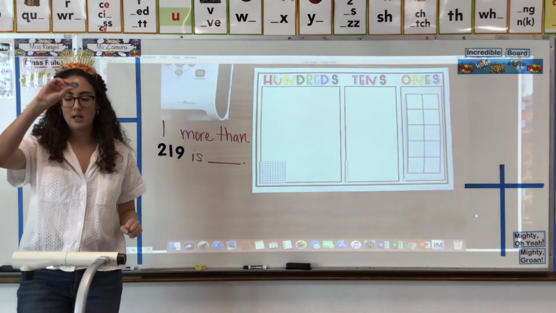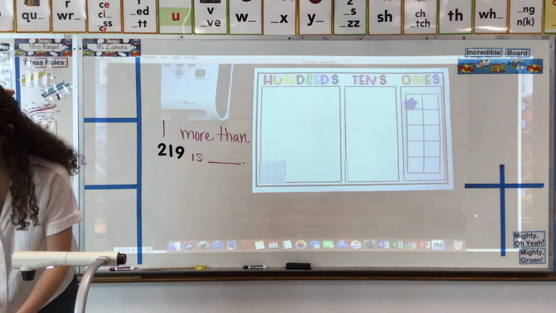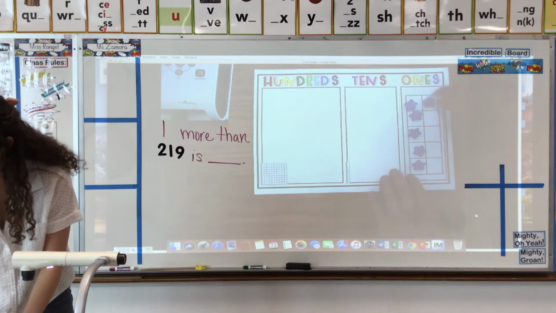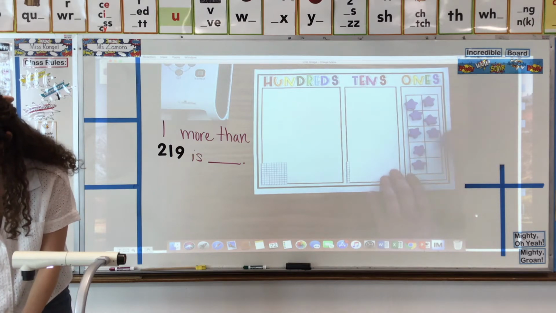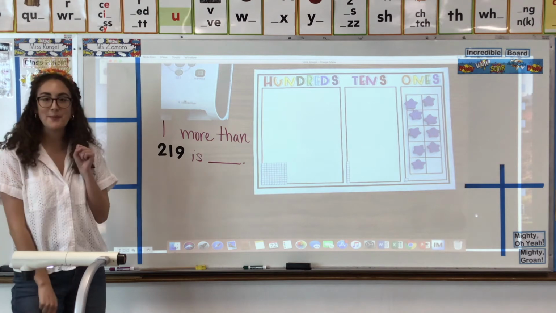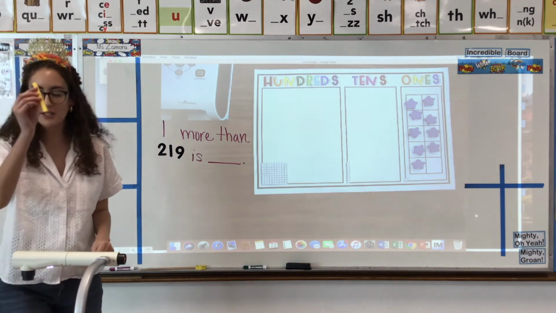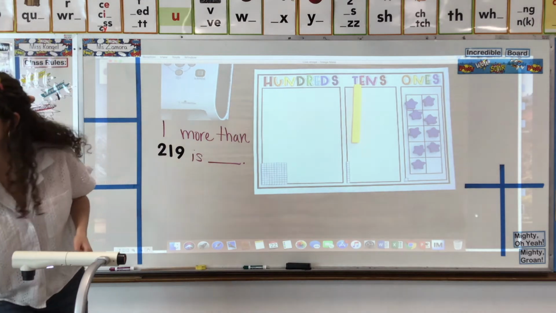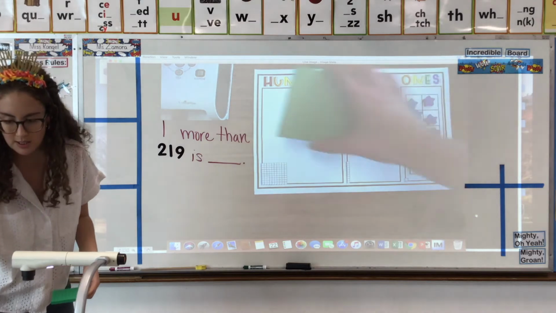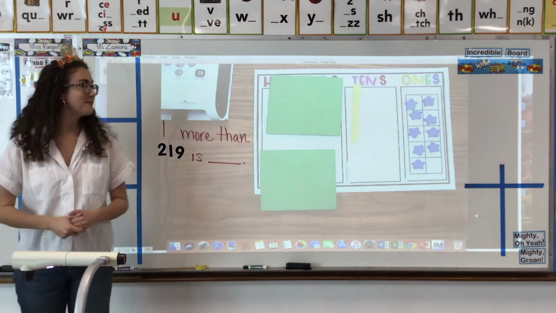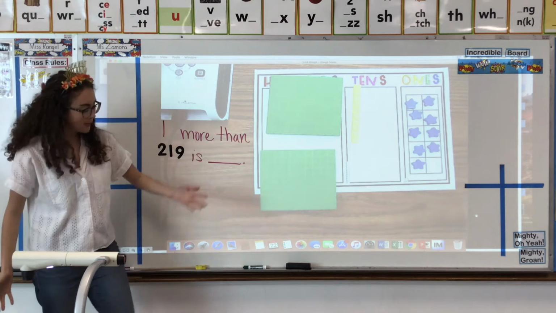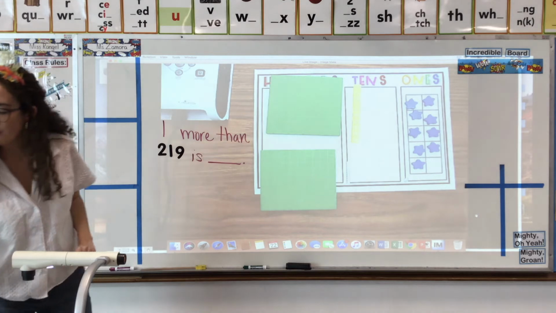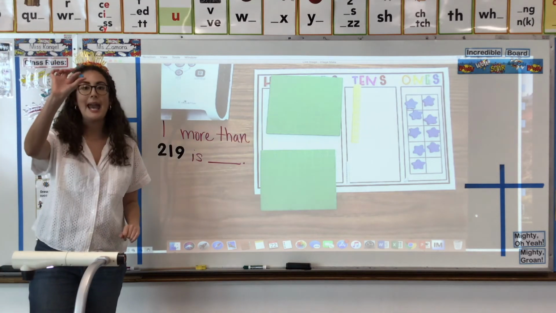How many ones are we going to need? 9 ones. Awesome. Let's show all 9 of them. 5 and 4. Awesome. How many 10s? Just 1 10. And how many hundreds? We've got 200s. Let's show those 200s. Awesome. Okay, so we have 219 on our board. And this problem is asking us to add a 1.